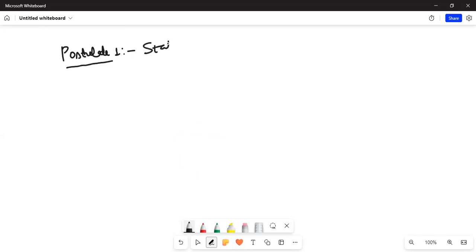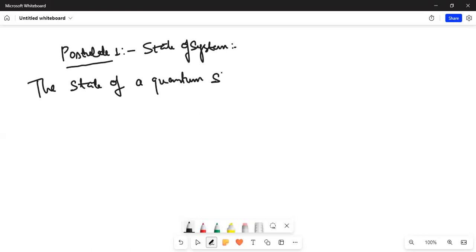Basically, the first postulate is regarding the state of the system. What does it mean? It says that the state of a quantum system is specified at each time t by a state vector.